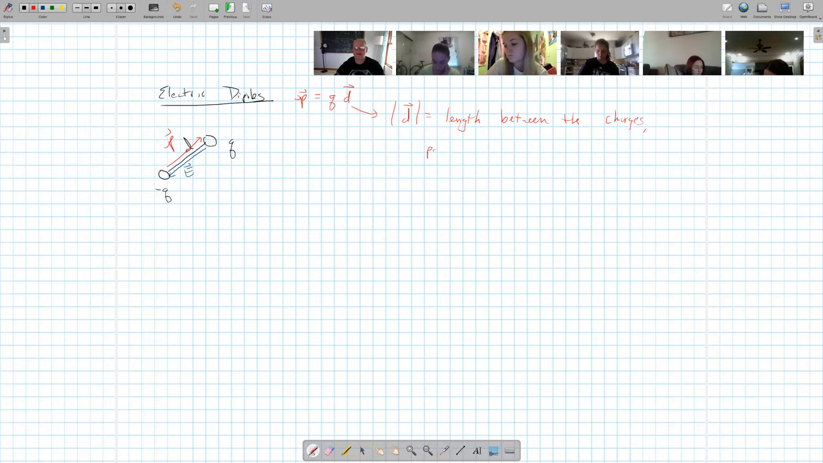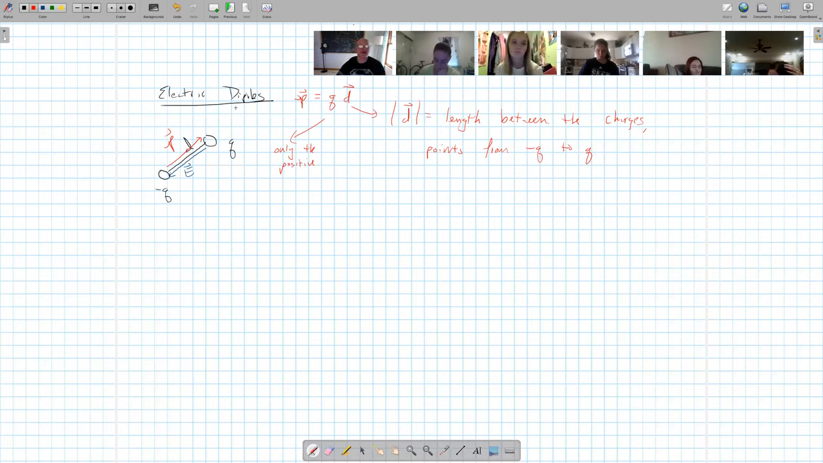And it points from the negative charge to the positive charge. Okay. So the dipole moment points in exactly the same direction as D, but it's modified in length by the charge. And notice this Q here is only the positive charge. So again, even though this has a negative Q here and a positive Q here, the Q we're using here is only the magnitude of the positive charge. So it's only one of them.